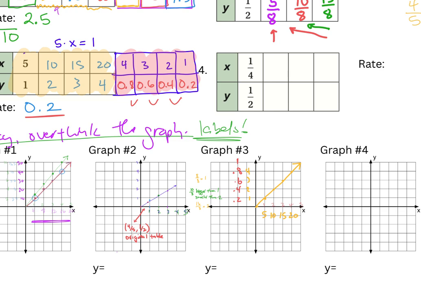Well, check it out. At 1, it was 0.2. At 2, it was 0.4. At 3, it was 0.6. At 4, it was 0.8. At 5, it was 1. Oh, look, it's the same exact line. It just depends on how you set up your labels.